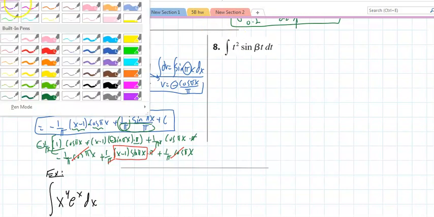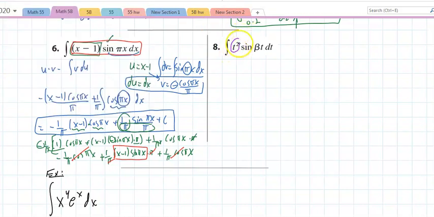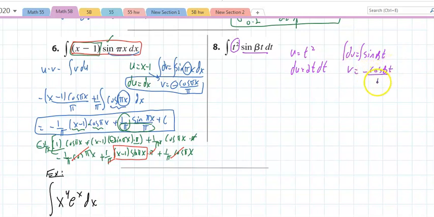If I look at number 8, what do you notice? I notice there's a t squared. So if I let u equal t squared, I am aware that I'm not going to be able to get rid of that, because when I take a derivative of that, that's 2t dt. Well, not a problem. I'm going to let dv be the rest, which is the sine of beta t, and I'm going to integrate to get v. That is negative the cosine of beta t divided by beta.